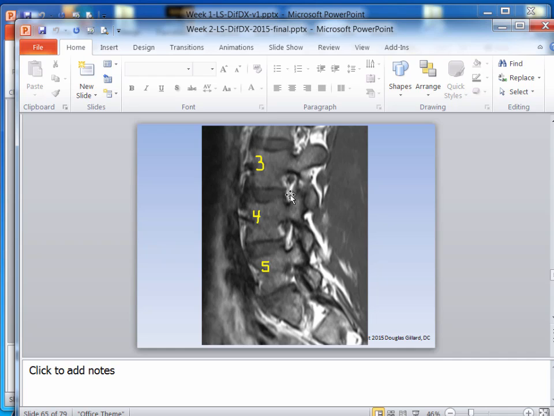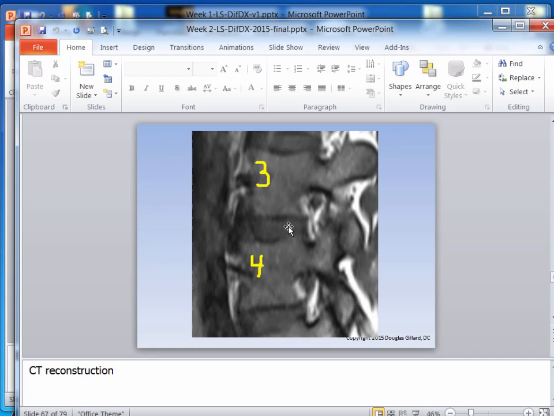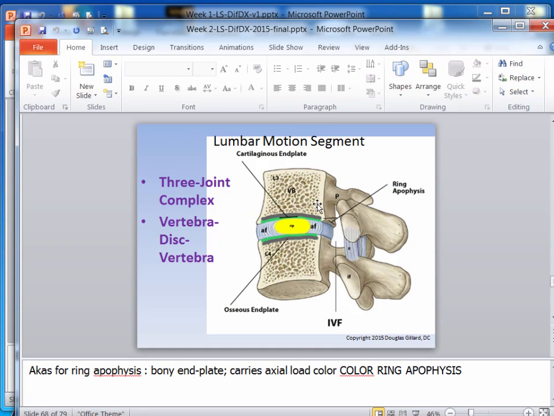Those are what? Neuroforamina, or IVFs as you guys know them. So what nerve root is that? Well, L3 vertebral body, L3 disc, L3 exiting nerve root. Easy, you guys got it.